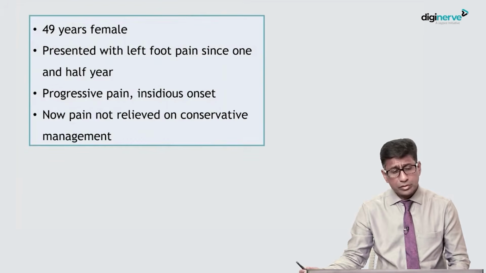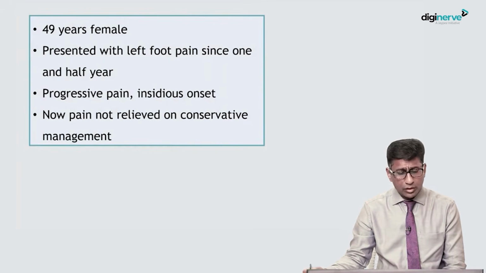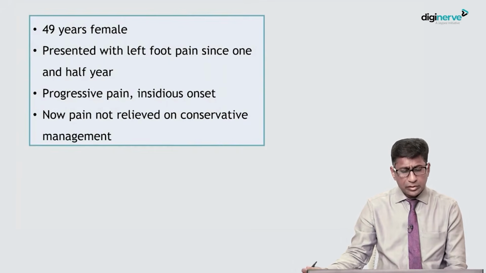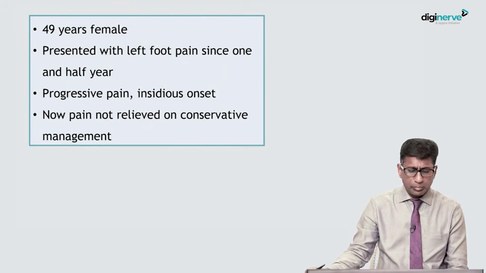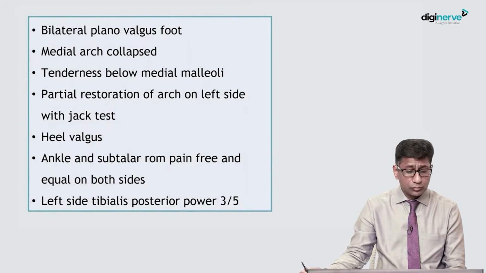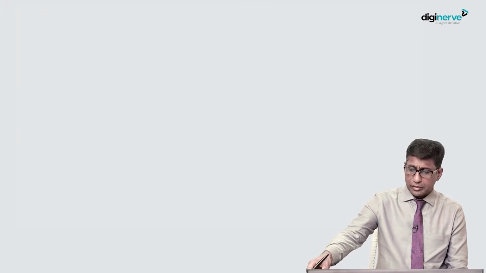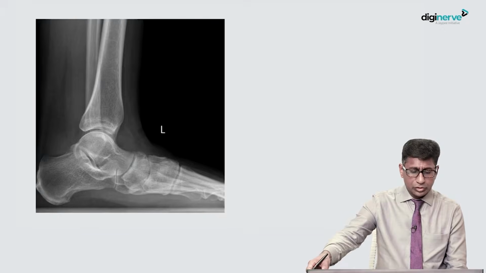This is another patient, a 49-year-old female. She presented with left foot pain for 1.5 years, progressive pain, insidious onset, no injury, not relieved with all the conservative management. This patient had a bilateral planovalgus foot with medial arch collapse and tenderness below the medial malleoli. This patient had a heel valgus. Even though ankle and subtalar movements are pain-free and equal on both sides, tibialis posterior power is only 3/5. Again, it is not working well.